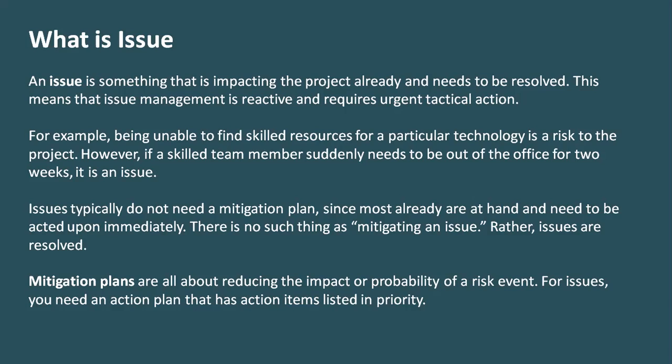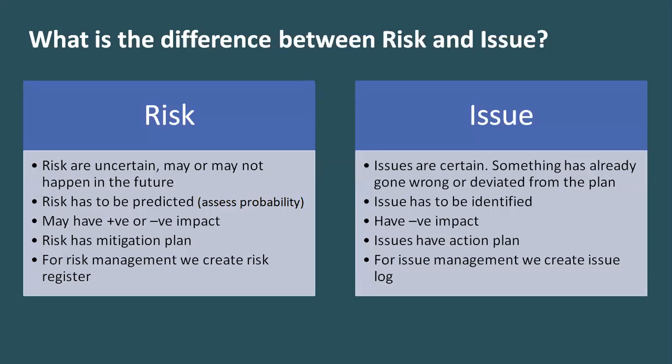So that is why there are certain factors which differentiate risk and issue. If we take a look, risks are uncertain because we are predicting what might happen in the future. May happen, may not happen. Even if it happens, it might not happen with the magnitude that we predicted. Issues are certain because that is happening right now. Something has gone wrong right now. Something has deviated from our plan, right?